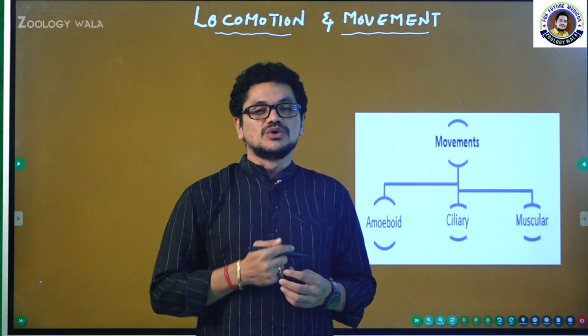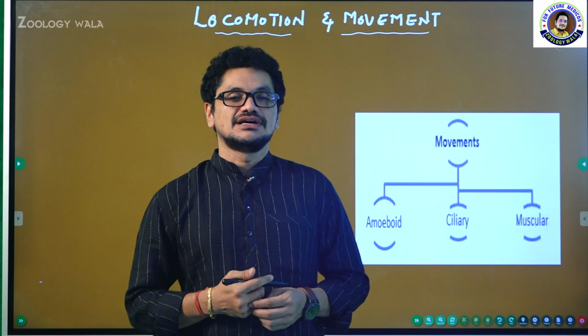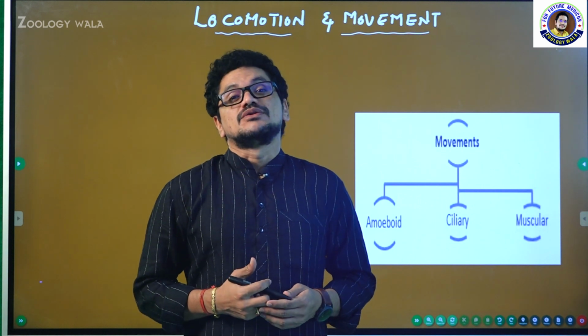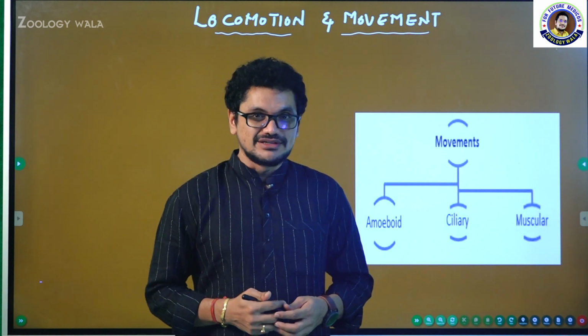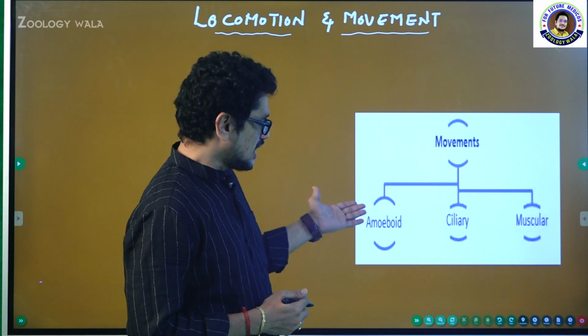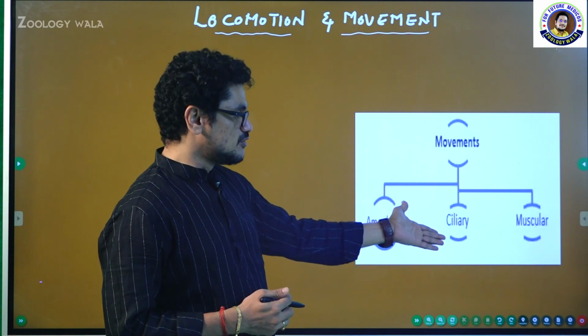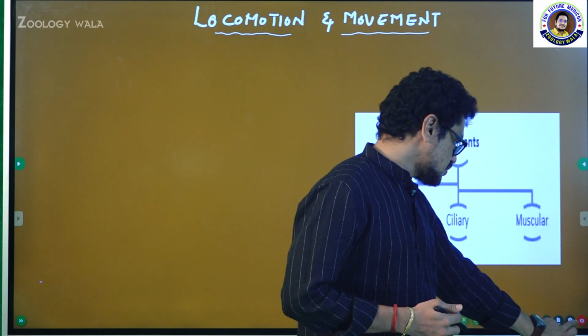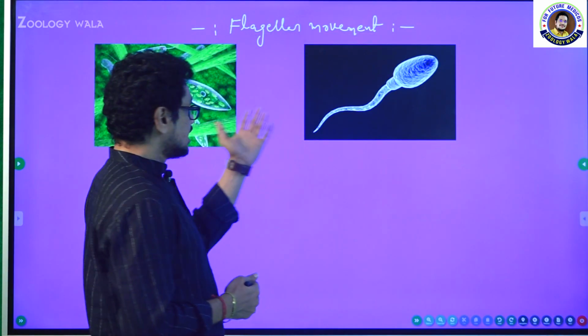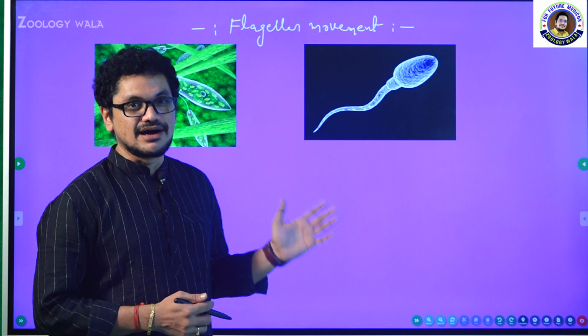My dear future medicos, in the last class, we have seen what are the different types of movements in the body, isn't it? Just a recap, we have seen the amoeboid movement, ciliary movement, and the muscular movement also, followed by the flagellar movement also seen in organisms.